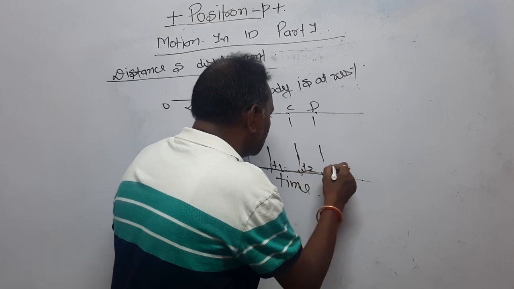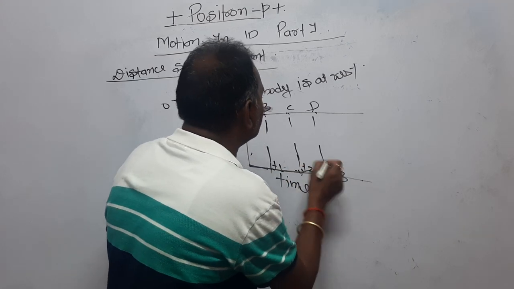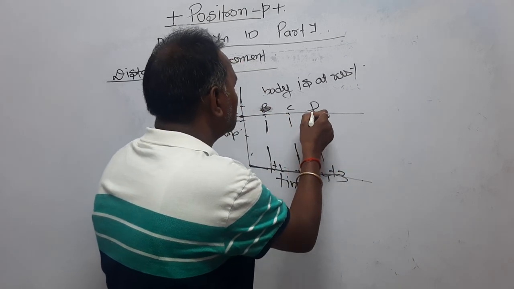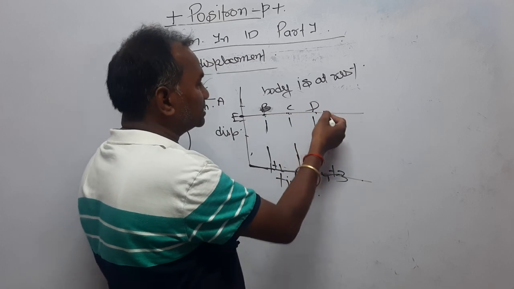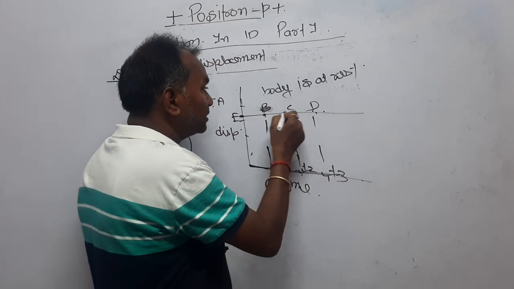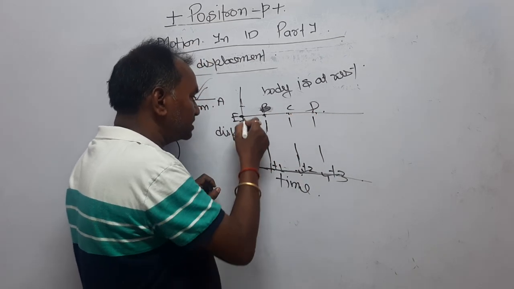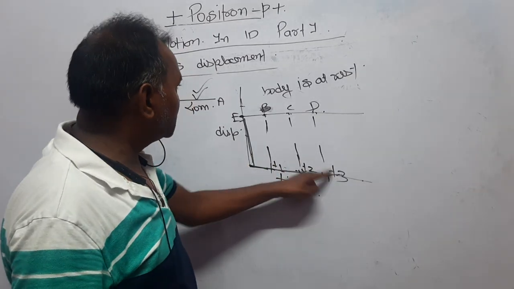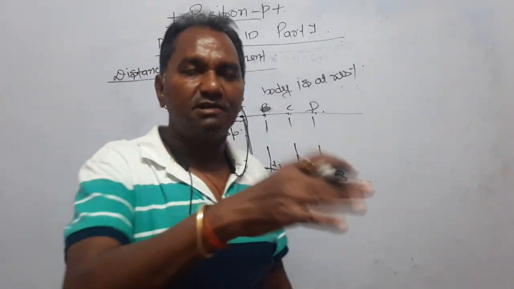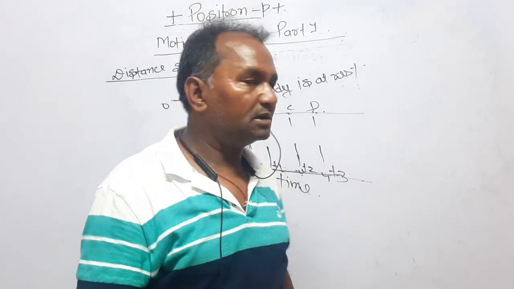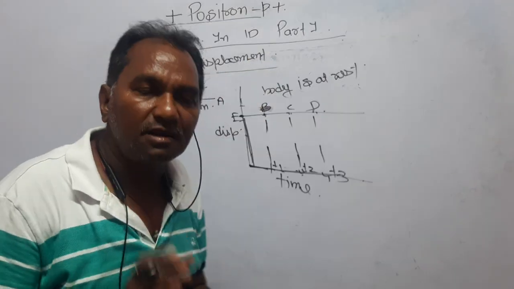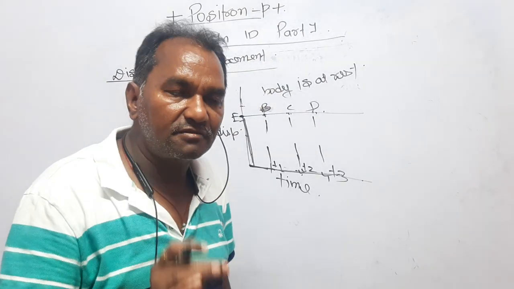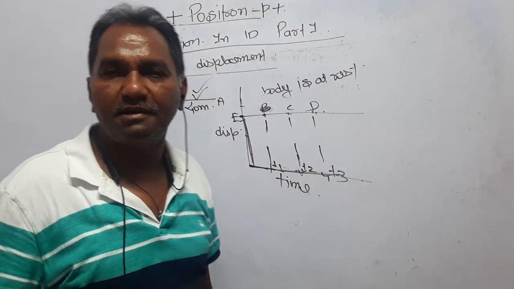T1, T2, T3, meaning time is increasing when you consider different points, but in all these cases displacement is the same. It means time is increasing but the body remains at the same position. That is why this is a way to represent a body at rest on a displacement and time graph.